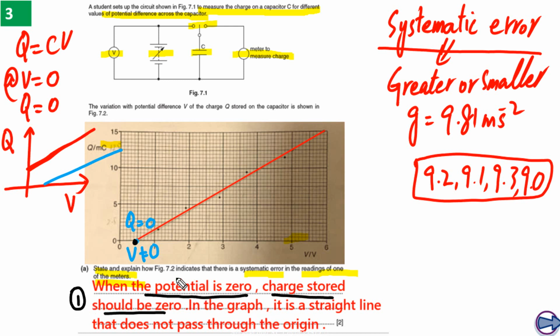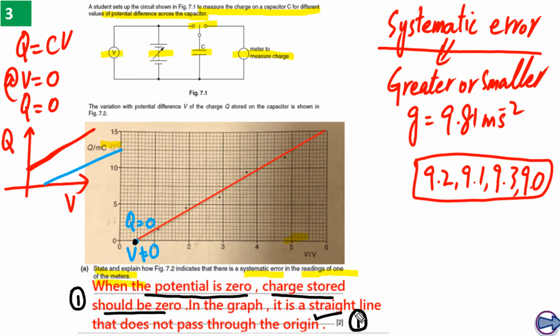And the second, we have to explain now, because it has to be a straight line. It has to be a straight line if there is no systematic error, and it has to pass through the origin, but in this case it is not passing through the origin, so for that reason there is systematic error.